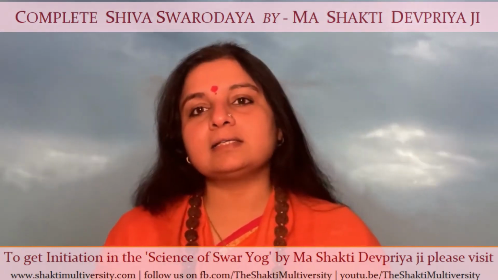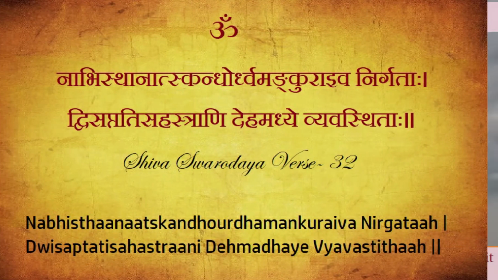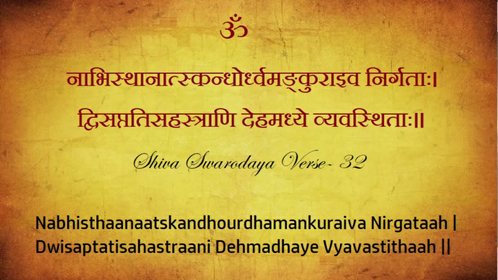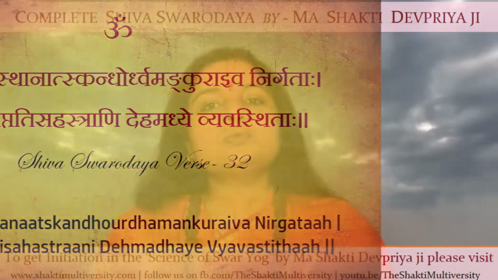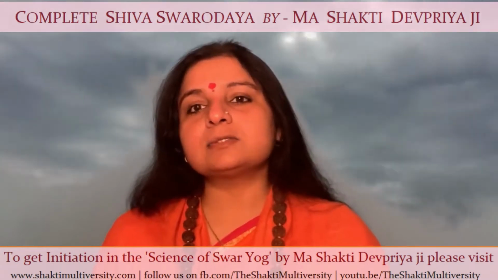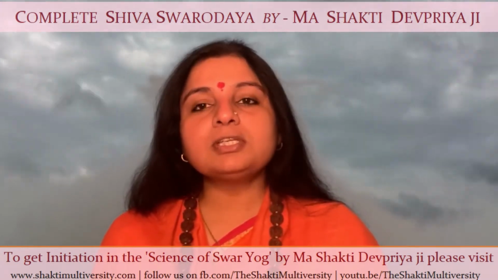It states that Nabhi sthanat skandho urdhvam ankura iv nirgataha, द्विसप्तति सहस्त्राणि देह मध्ये व्यवस्थिता. This verse means the nadis originate as sprouts from the navel region. There are 72,000 nadis spread throughout the body.